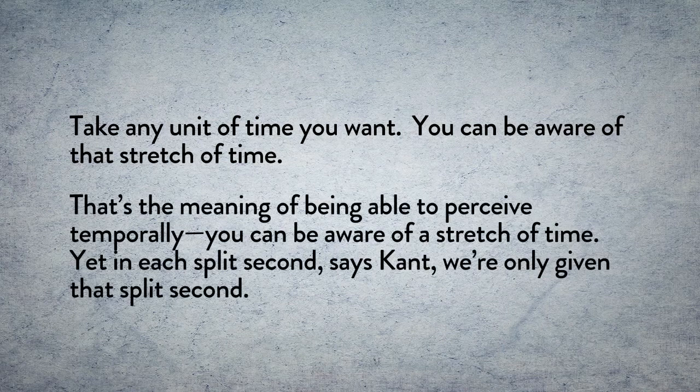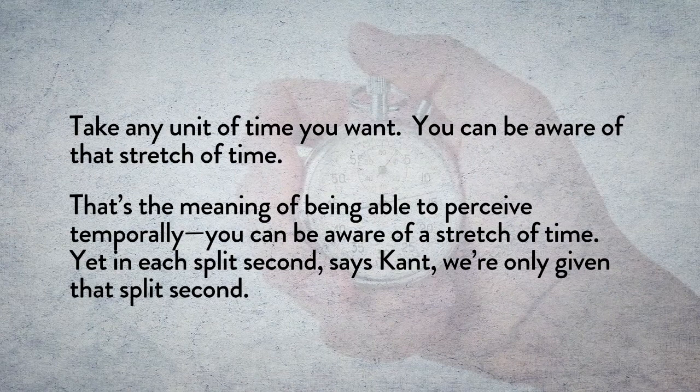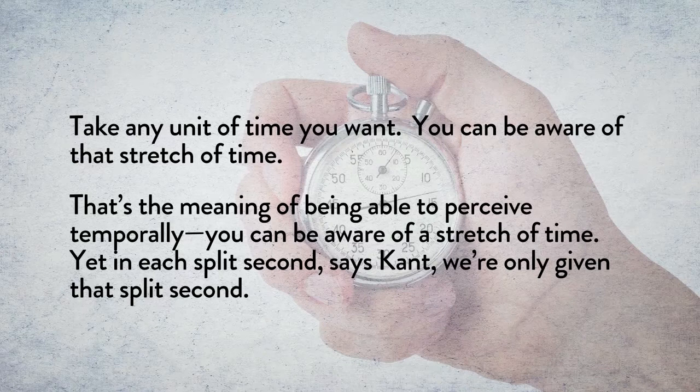Yet in each split second, says Kant, we're only given that split second. In direct experience, we only get now. And then it's gone. And now, now, now. We get a series of split seconds. If we were like the salmon, each of those split seconds would vanish. By the time we got to the next split second, the preceding one would have completely been obliterated in our mind. We'd never be aware of the passing of time. We'd never be aware of a stretch of time, of a temporal progression. In other words, we'd never be aware of time.